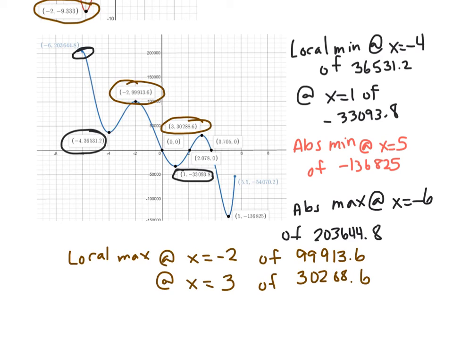So maxes and mins are very important, obviously, in lots of applications where you're trying to find the largest or smallest value in a domain or in a certain interval. So hopefully this is helpful.